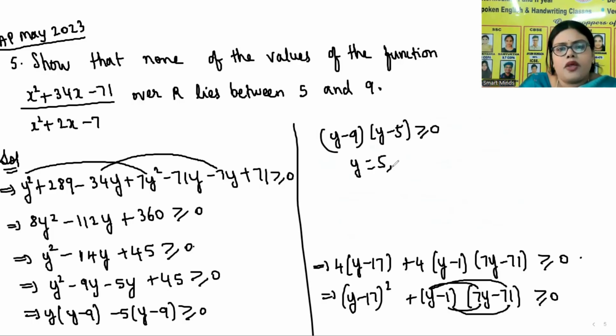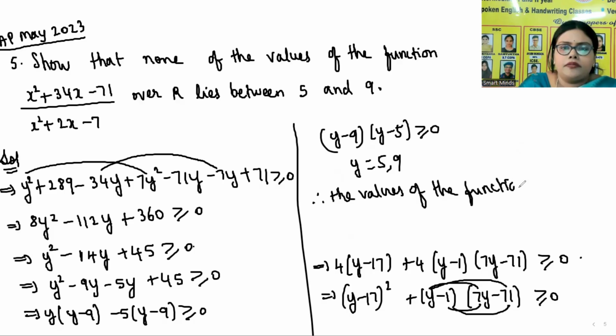So y is 5, 9. But you can see you have the greater than or equal to symbol, which means it does not lie between 5 and 9. So therefore the values of the function do not lie between 5 and 9.